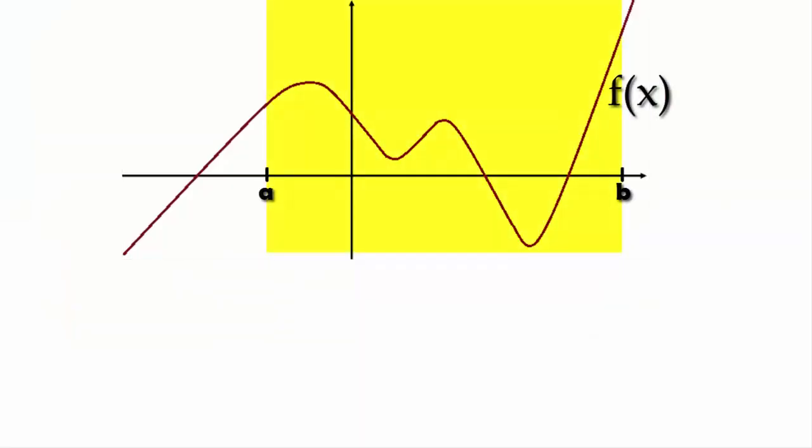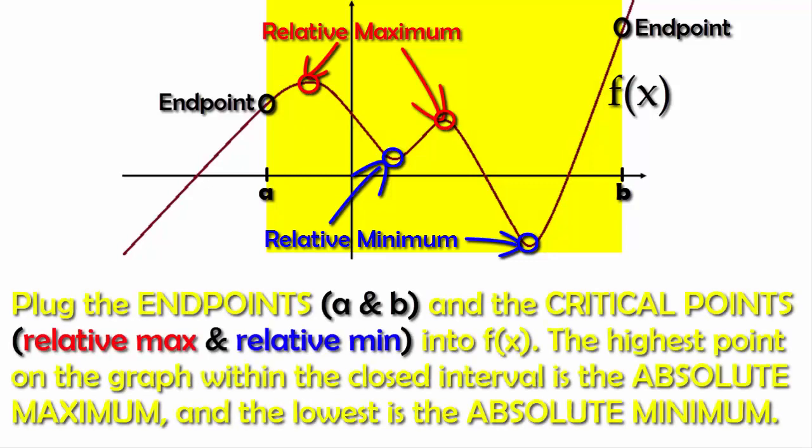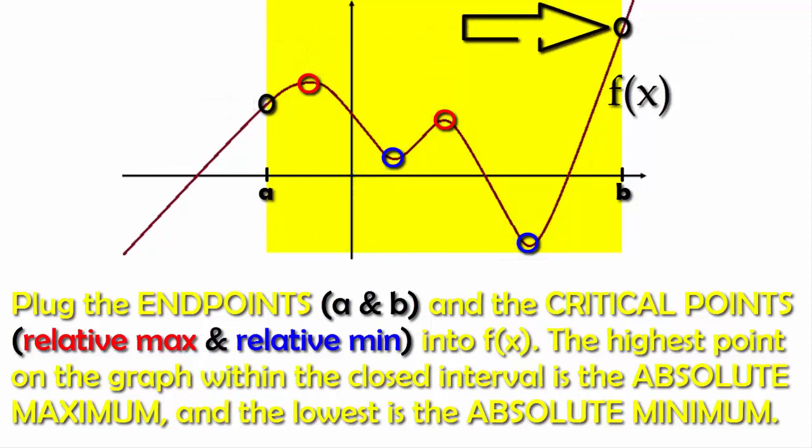On this closed interval from a to b of the continuous function f of x, there are two relative maximum values and two relative minimum values. We compare the height of the endpoints and the relative extreme values. The highest point is the absolute max, and the lowest is the absolute min. In this case, the absolute maximum occurs at the endpoint, x equals b, and the absolute minimum value occurs right here.